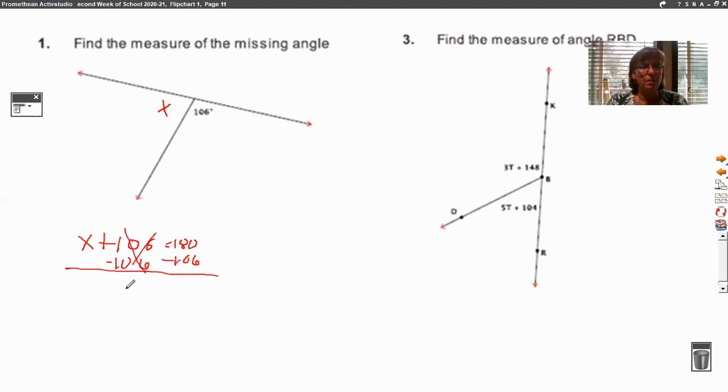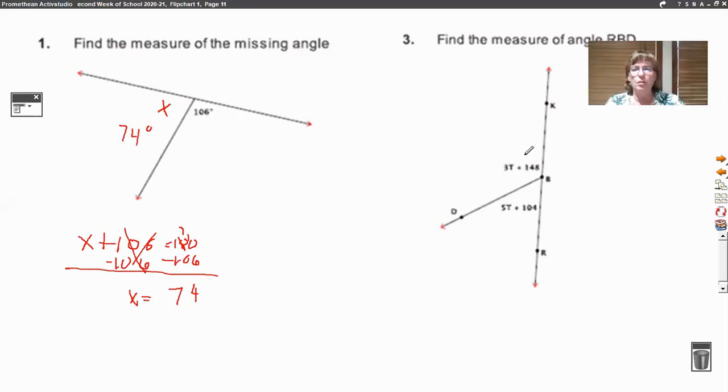Those are opposites. So we end up with X is equal to, and here we'll have to borrow, X is equal to 74 degrees. So we know this measure is 74 degrees. With Get More Math, you just have to type in the number 74.